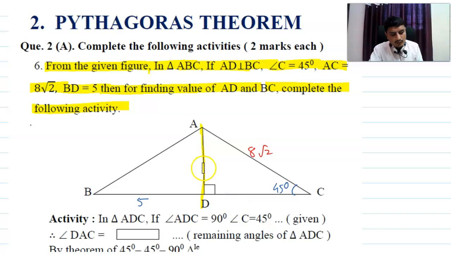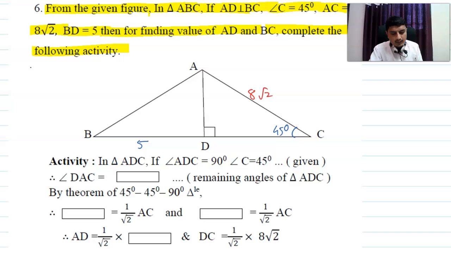So let's have a look at the activity. We have triangle ADC. Look at the triangle from the figure, the red shaded triangle ADC. We have angle ADC equals 90 degree and angle C equals 45 degree. This is given to us. So the measure of angle DAC, the remaining angle of the triangle ADC, is again 45 degree.